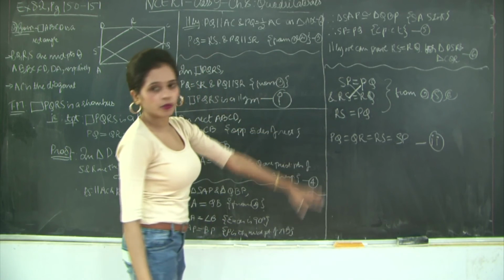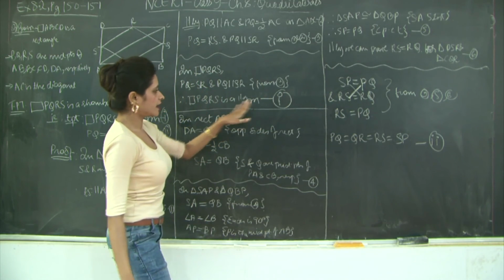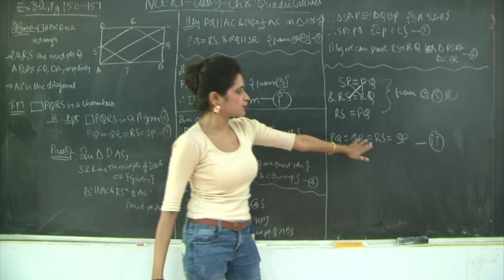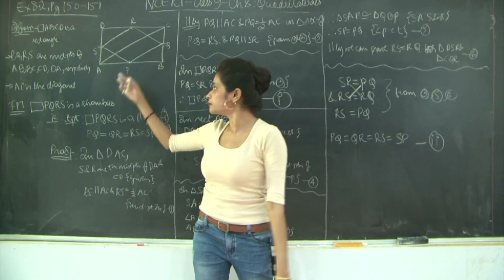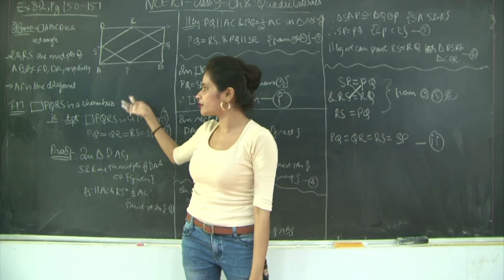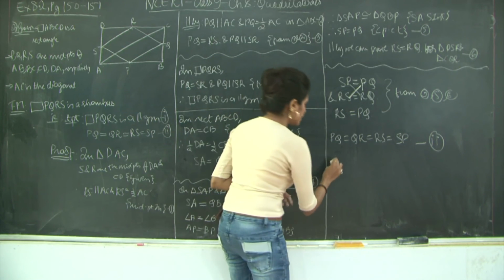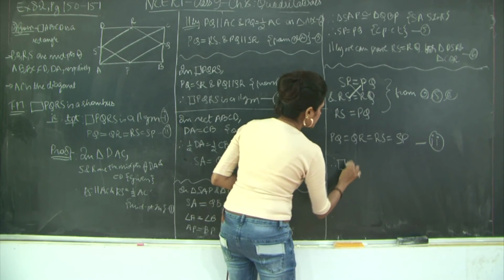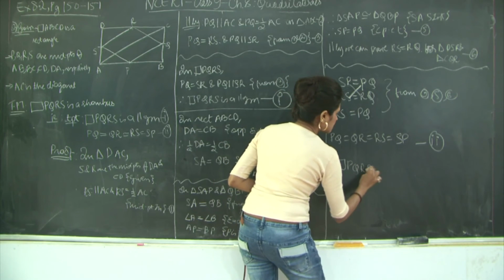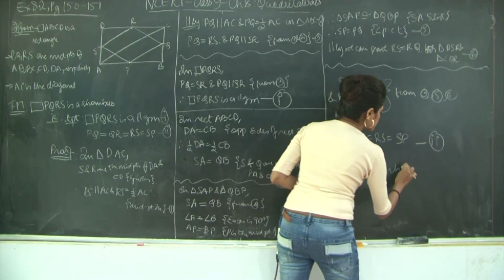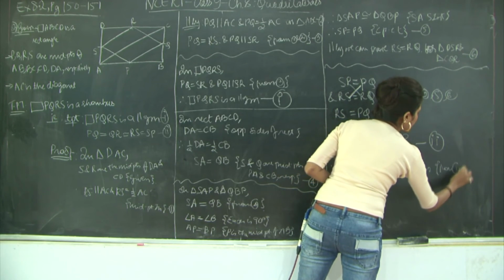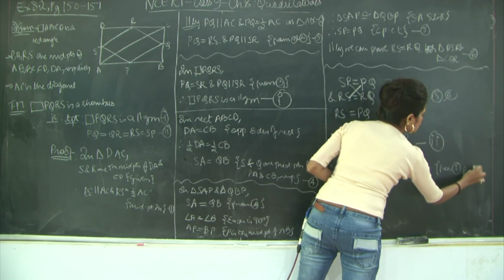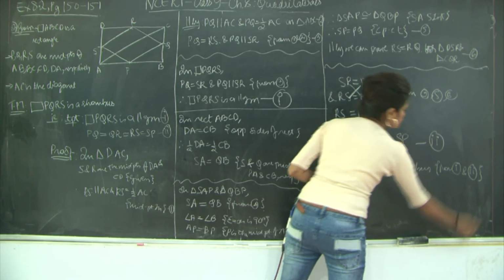Therefore, what do you get from 1 and 2? That PQRS is a parallelogram and PQ is equal to QR is equal to RS is equal to SP. So, our requirement is proved, that is quadrilateral PQRS is a rhombus. Therefore, I will say quadrilateral PQRS is a rhombus from 1 and 2. The small Roman numbers 1 and 2.